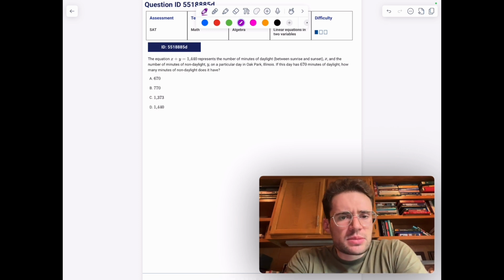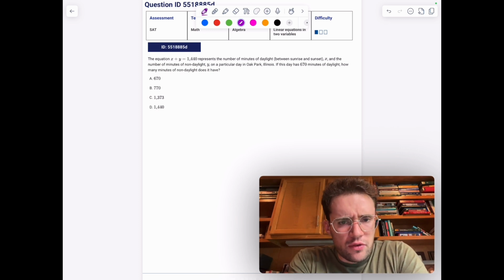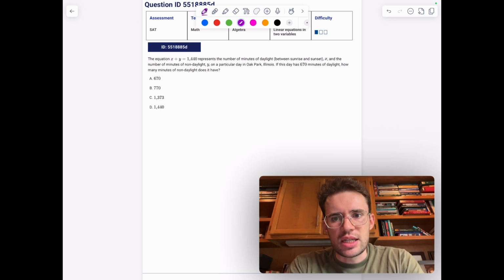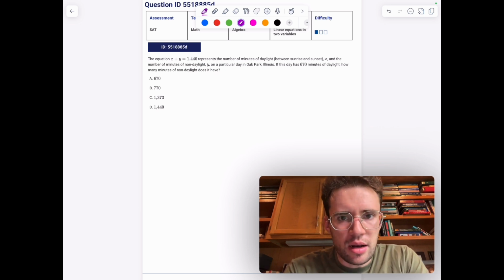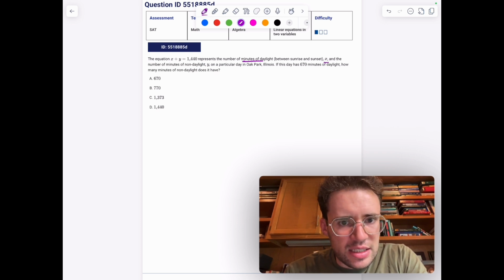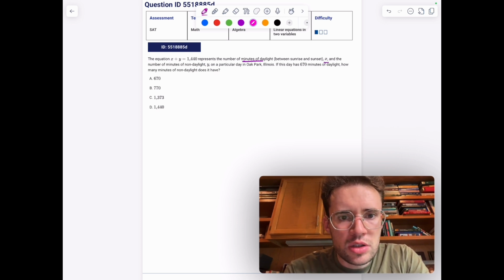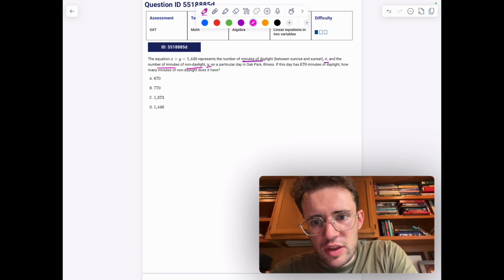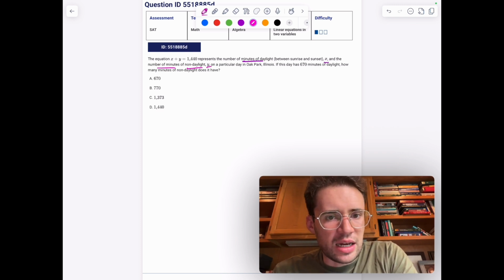The equation x plus y equals 1,440 represents the number of minutes of daylight between sunrise and sunset, x, and the number of minutes of non-daylight, y, on a particular day in Oak Park, Illinois. If this day has 670 minutes of daylight, how many minutes of non-daylight does it have?